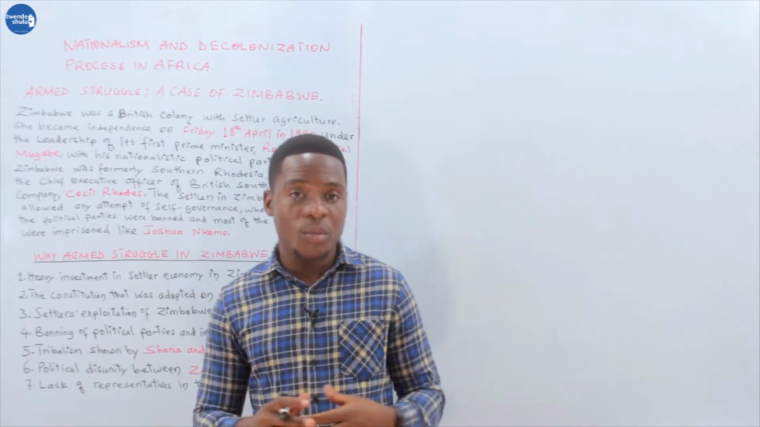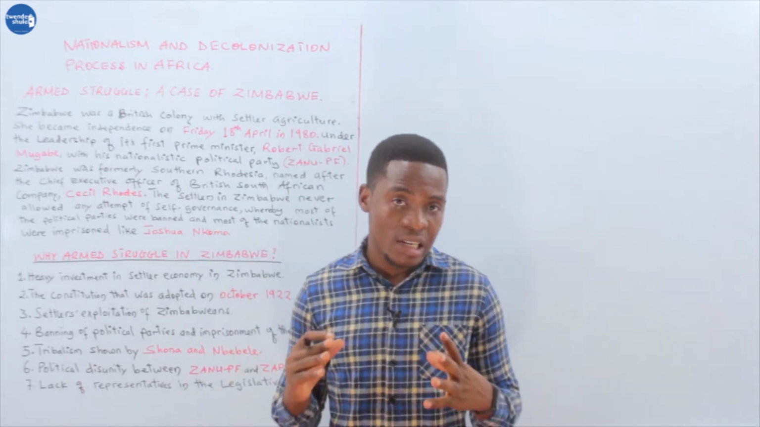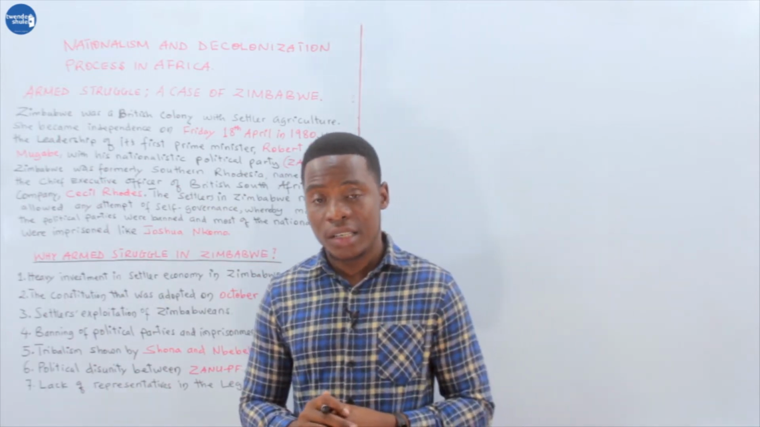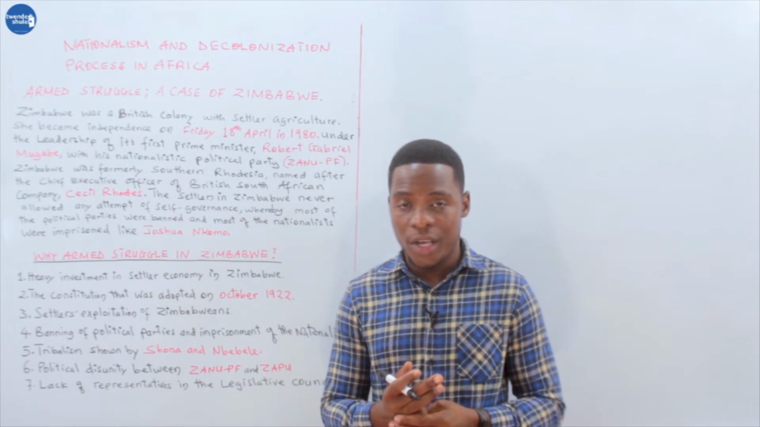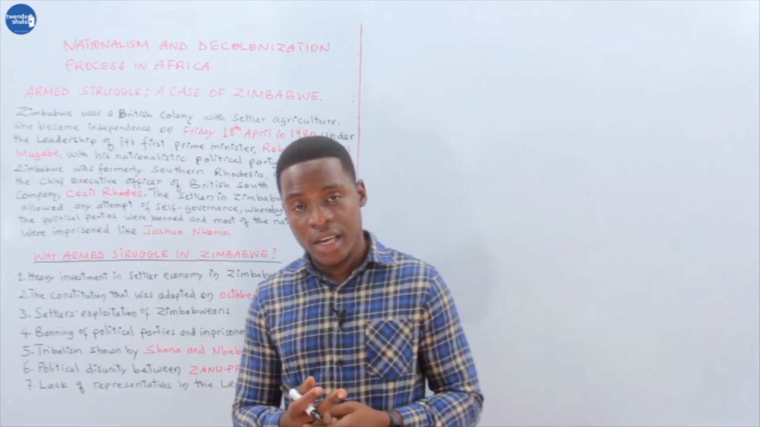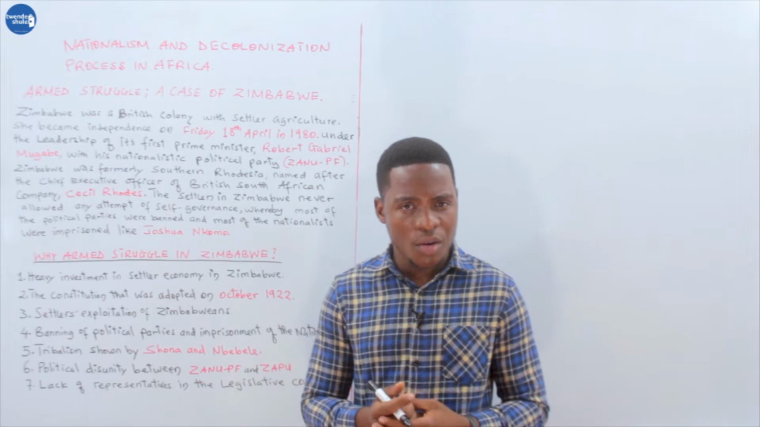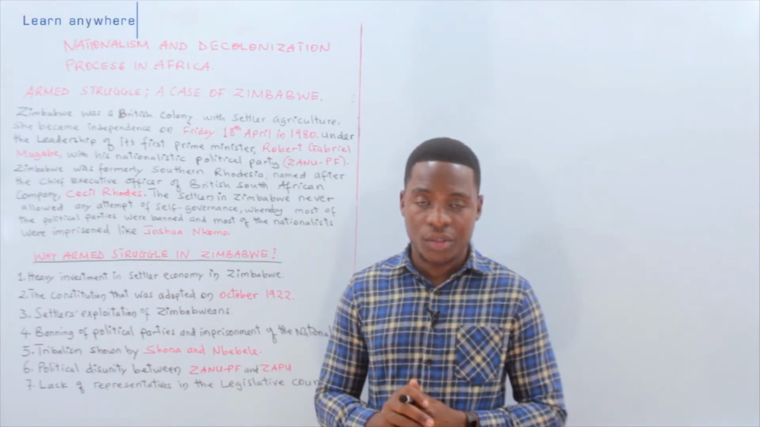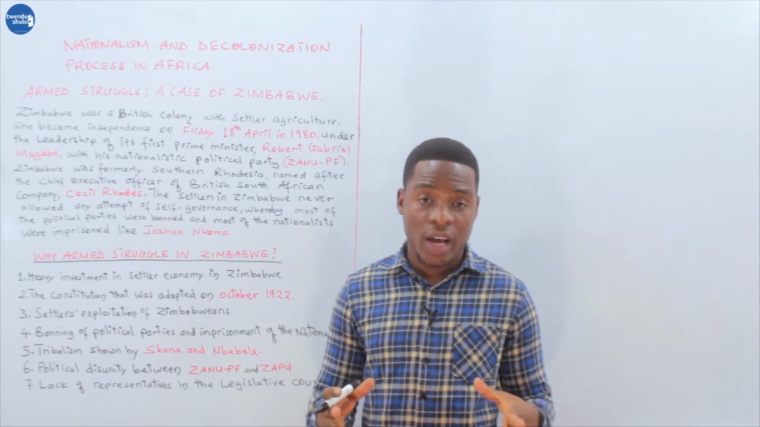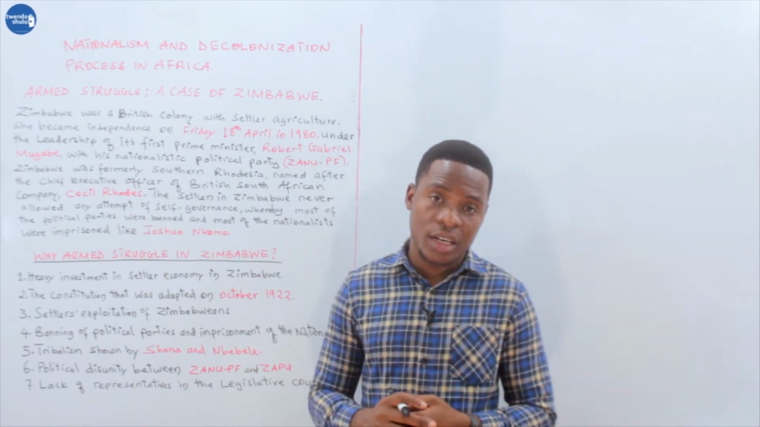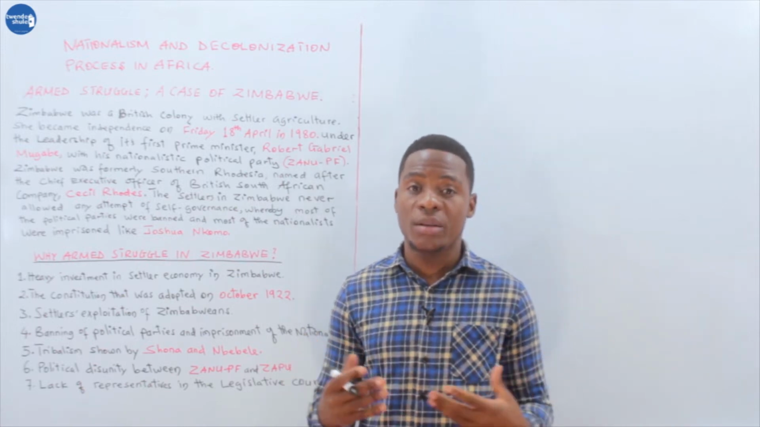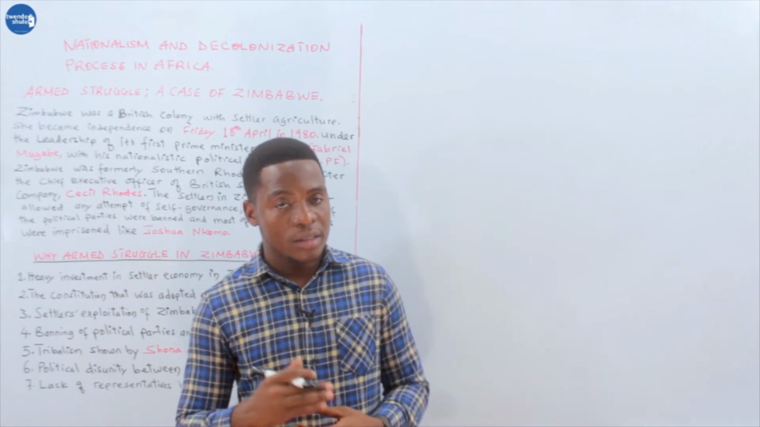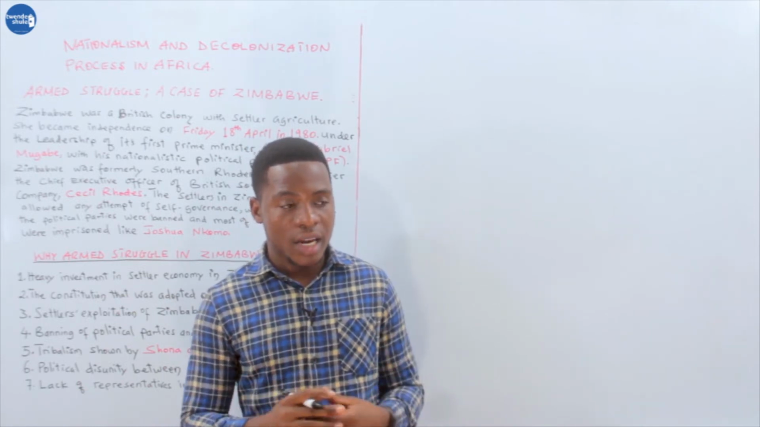Therefore, good examples of countries which attained independence through armed struggle, guerrilla war, or the gun barrel are Zimbabwe, Kenya, Angola, Mozambique, and other countries. The third form of decolonization was the use of revolutionary means, and good examples are Zanzibar, Egypt, and other countries.